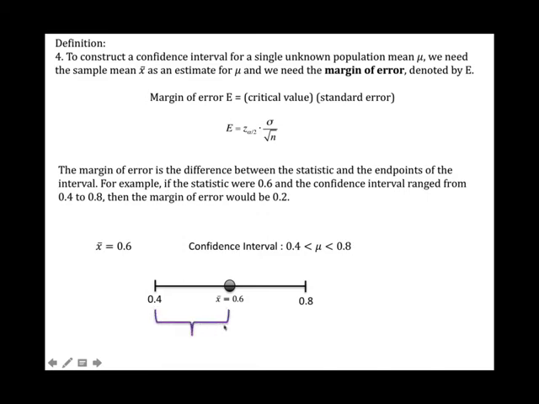Remember what is this one? This is going to be your margin of error. So you could subtract it. 0.6 minus 0.4, you could get the 0.2 here. Or 0.8 minus 0.6, you also get the 0.2 in here. So right now, first step, we find out the critical value. Second one, we want to find the margin of error. If we know the margin of error, we could just plus minus with your sample mean. Then we could figure out what are your endpoints in here.